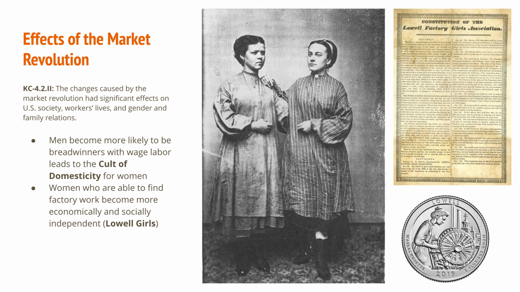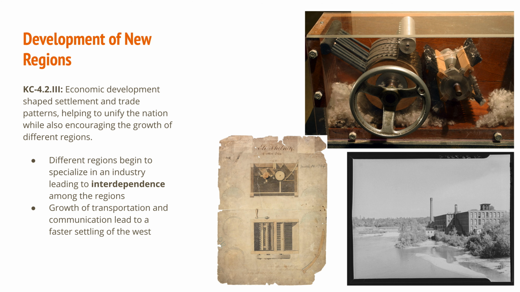Those women who are able to find factory work, there were few of them, but they did exist, they become more economically and socially independent, like the Lowell girls, the Lowell factory that employed women. They were usually single, unmarried, and worked there for several years. If they found a partner and they became married, then they could no longer live and work in the factory. But it creates a new generation of women that has experienced that independence, and it will lead them to join reform movements and the women's rights movement later on in the mid 1800s.